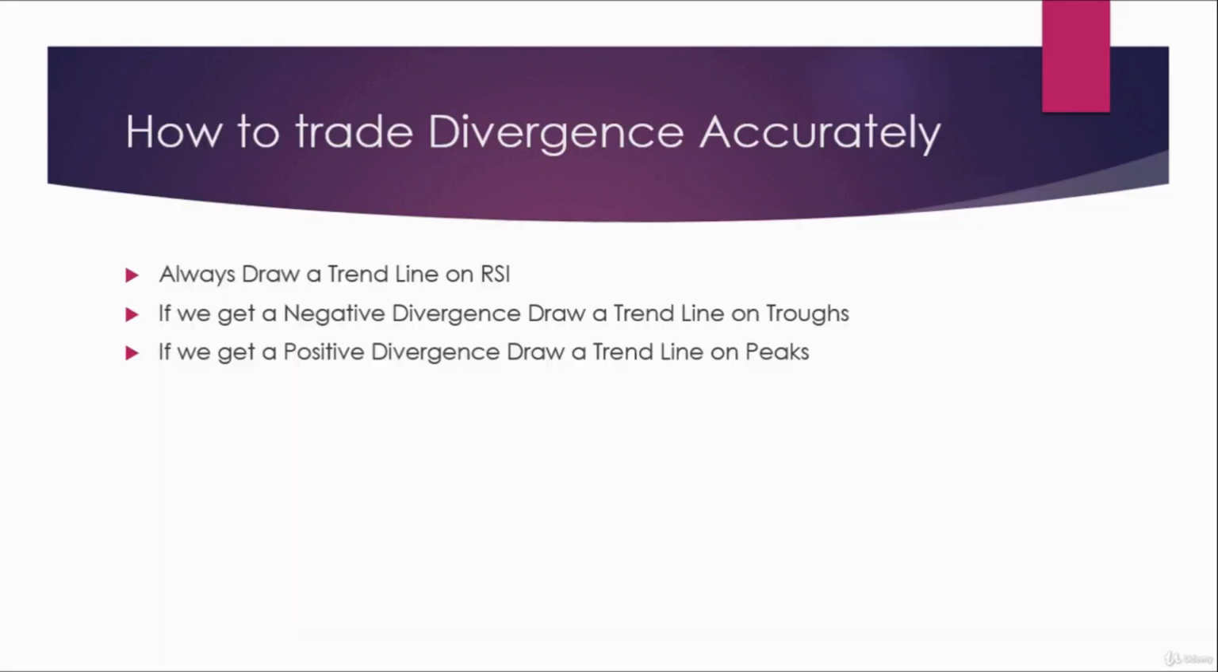To solve the problem, we should draw a trend line on RSI also. If we get a negative divergence between two peaks of RSI, we should draw a trend line on the corresponding troughs. And if we get a positive divergence between two troughs of RSI, we should draw a trend line on the corresponding peaks. We can make entry when RSI breaks the trend line. The strategy can be applied to any time frame and gives around 95% correct signals.